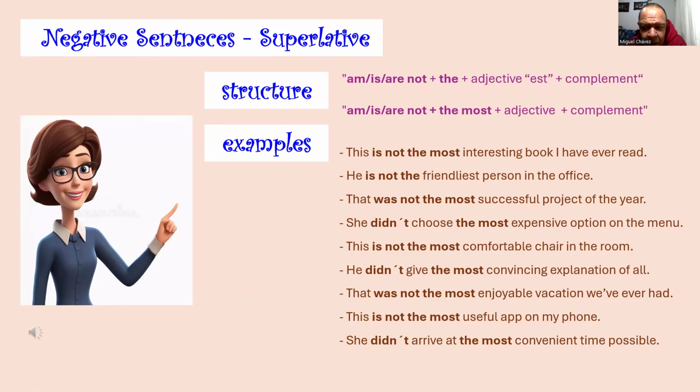To rewrite affirmative superlative sentences into negative form, we use the structure am, is, are, not, plus the, plus adjective with est, plus complement, or am, is, are, not, plus the most, plus adjective, plus complement, depending on the adjective. Check these examples. This is not the most interesting book I have ever read. He is not the friendliest person in the office. That was not the most successful project of the year.